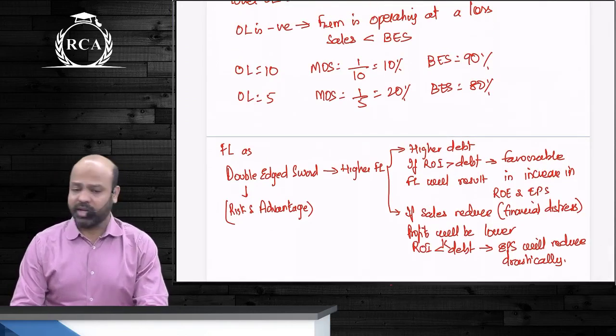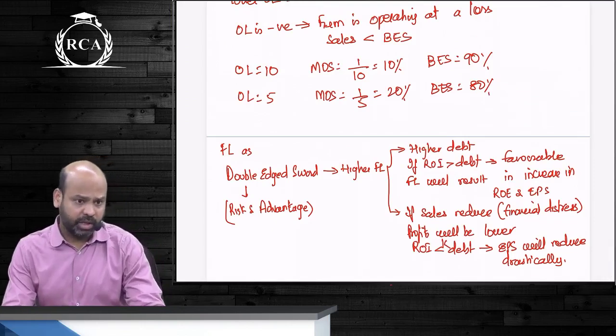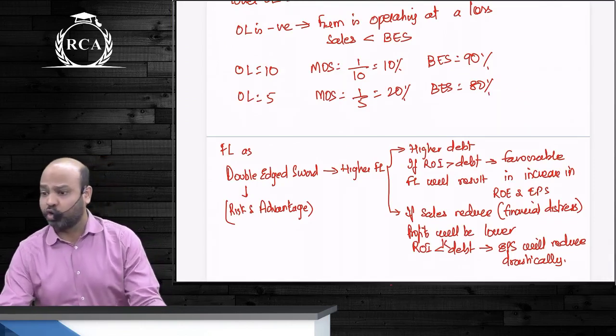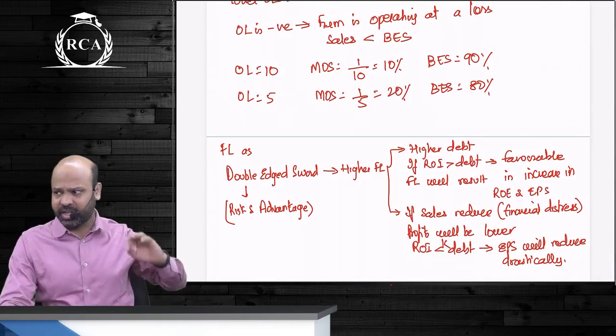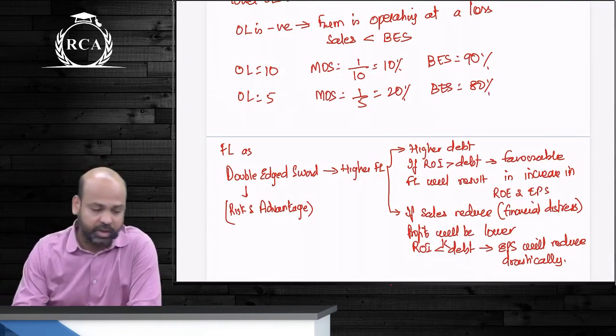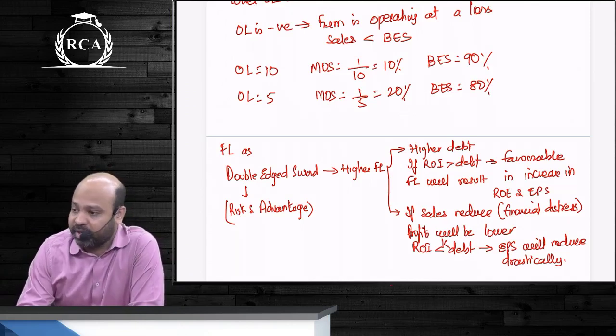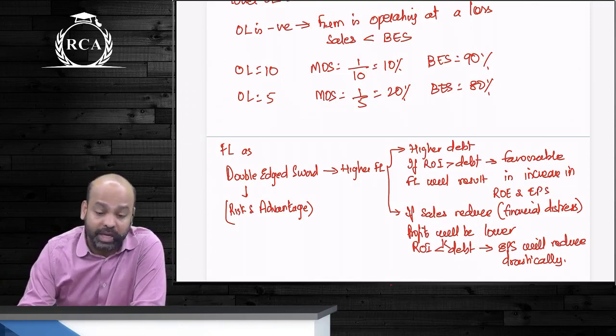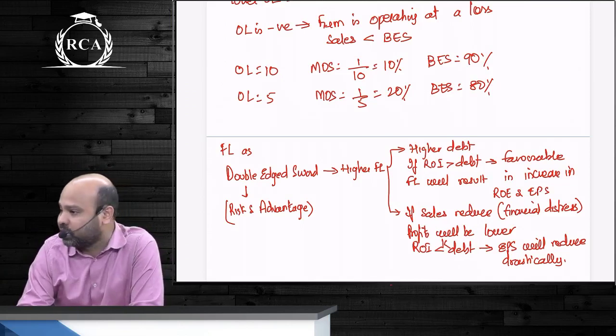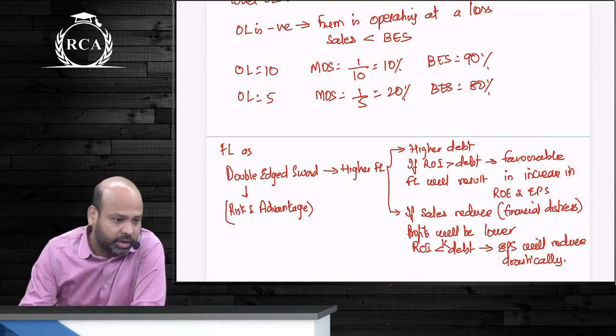Are we clear? Besides that, asset turnover ratio was the other formula that we have seen. Asset turnover ratio is how well you are utilizing your assets in generating sales. That is why it is sales divided by assets. If asset turnover ratio is 2 times, it means that for every 1 rupee of asset, we are generating revenue of 2 rupees. You compare that with the industry average to know whether you are generating a lesser return or a higher return.